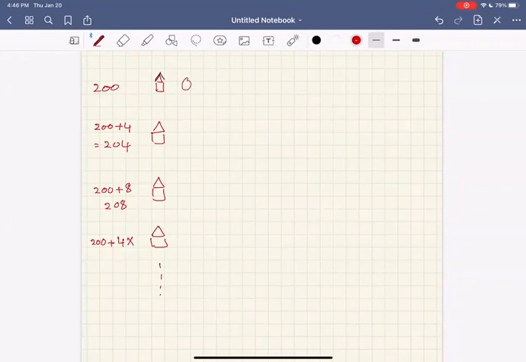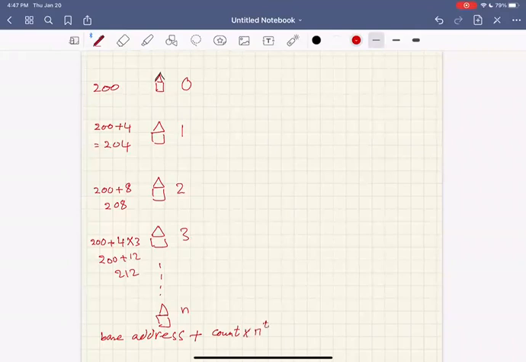So let's say this is house 0, house 1, the second house, the third house, and so on. So for the house number 3, it will be 4 multiplied by 3, which is 12. So it is 200 plus 12, so it is 212. If I'm asking you about the nth house, it will be the base address plus the counting value, which in my case is 4, multiplied by the nth location of the house.